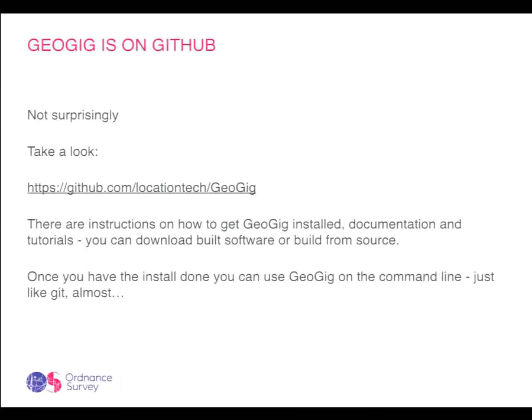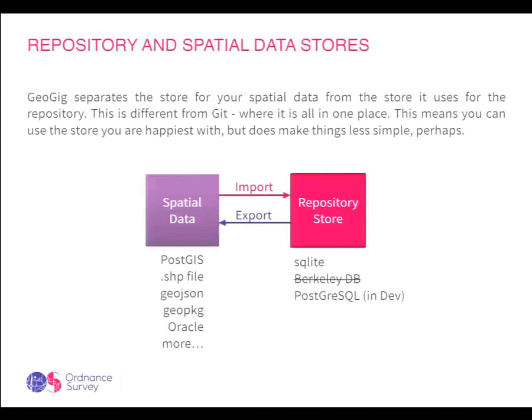Once you've got your install done, you can use GeoGig on the command line just like you would Git. Remember, though, there isn't a kind of GitHub helper over the top, so it's back to using Git as you would have done before GitHub was around. So having said it's very similar, there are some differences, and one of the most important ones I've tried to explain in this slide. So I hope I'll do this justice, and if any of the GeoGig contributors want to chip in, then feel free.